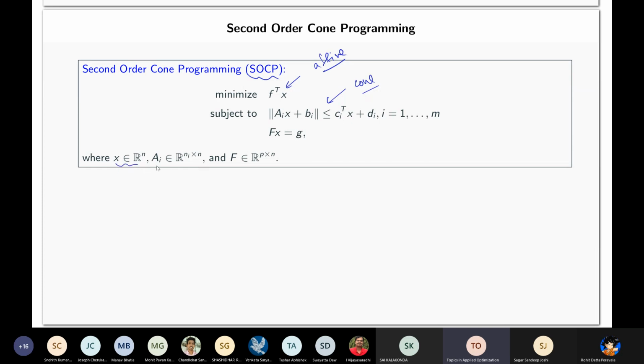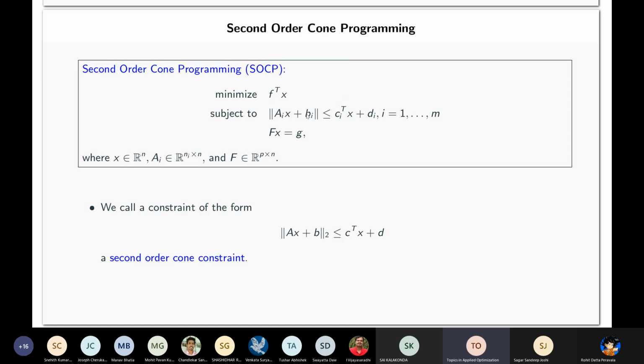So x is in Rn. Ai has no such restriction. Ai could be any Ni by n matrix, and F also doesn't have any restriction in the sense of positive definiteness or anything. So other things are general. The constraint here is a cone, and that's why it's called a cone program. We call the constraints of this form a second order cone constraint.